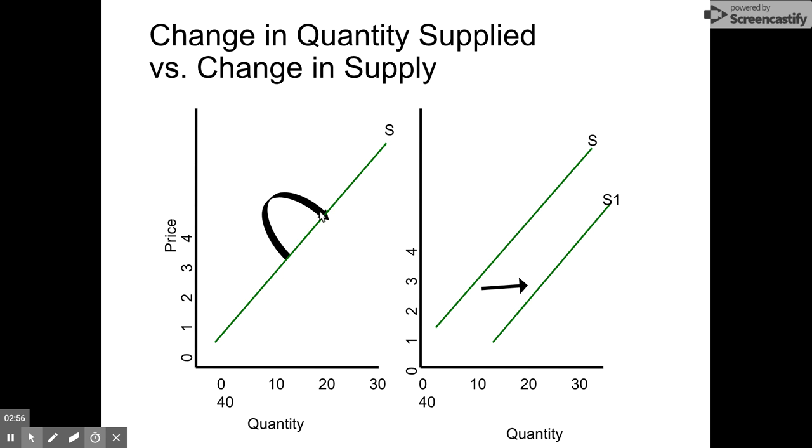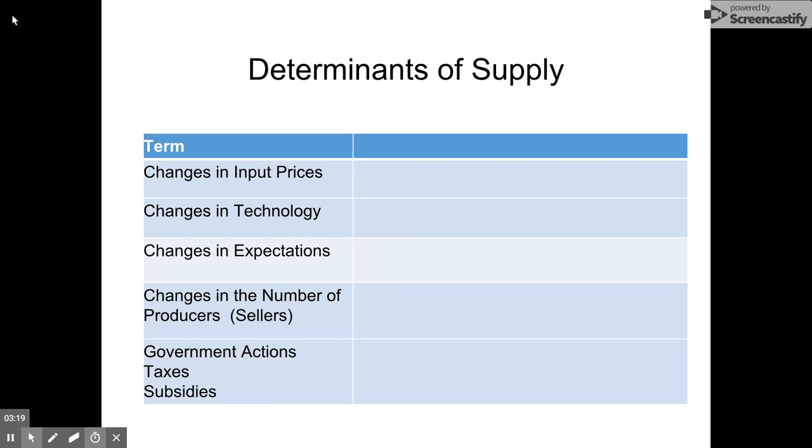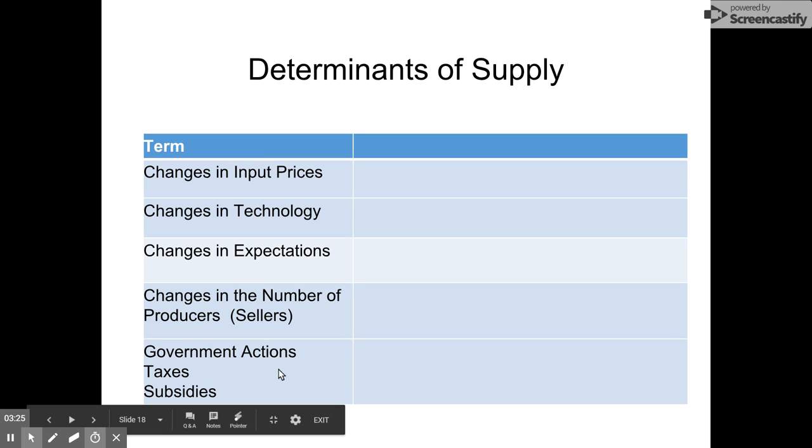And so it's a movement versus a shift. A shift, something has to change. More suppliers come into the marketplace. And other determinants of supply, which we'll look at next. These are all the determinants of supply. Prices, technology, expectations. You can look at those, and then we will look at them one by one.